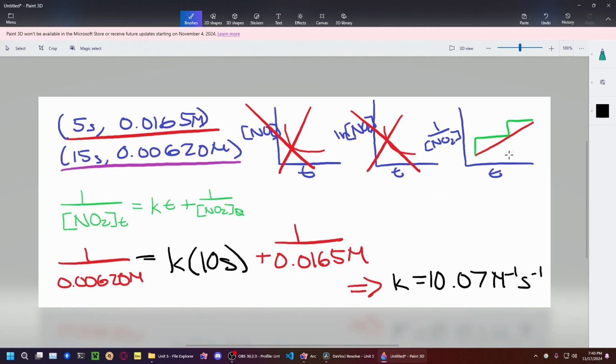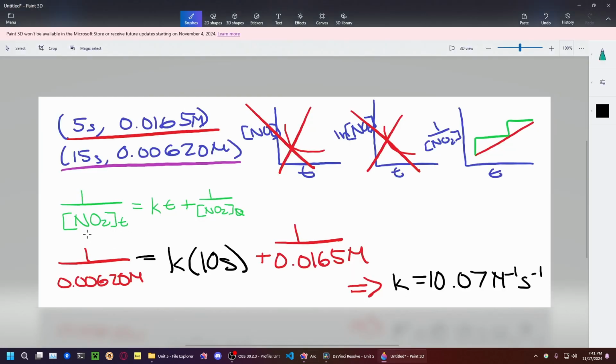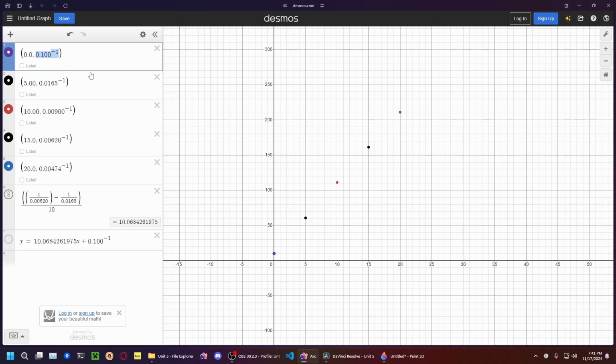Now, to clearly show that our K is the value of the slope, what we can do is graph it in the form of y equals mx plus b. In this case, my b is your y-intercept, so whatever your y value is whenever your x is 0. In this case, that'll be 0.100, the inverse of that. And if I graph this line, look, it goes through all my points, so therefore my slope is my K.